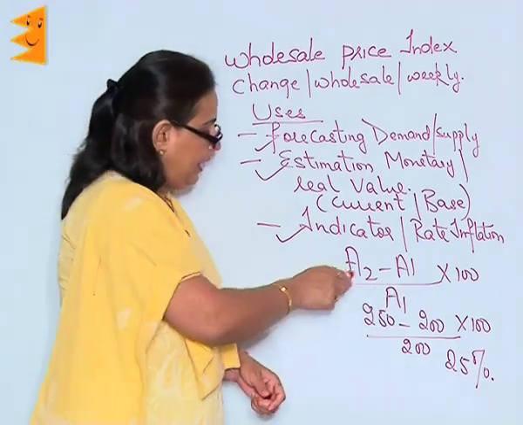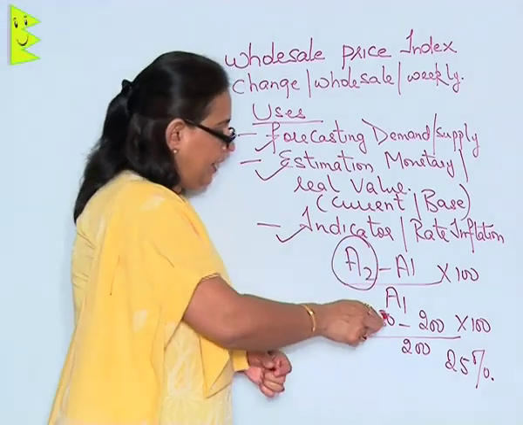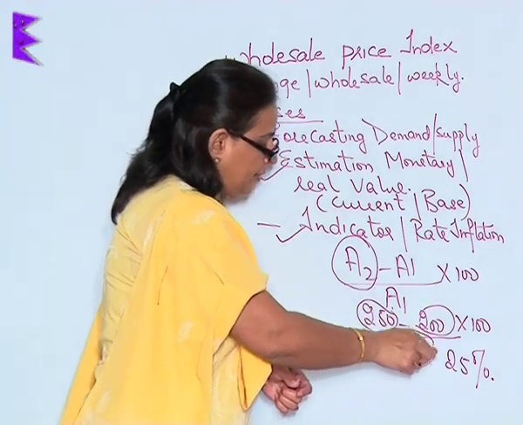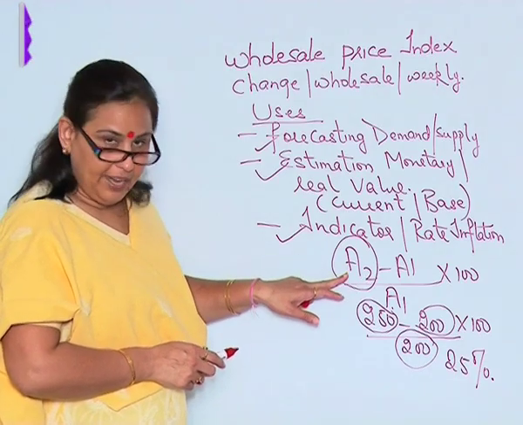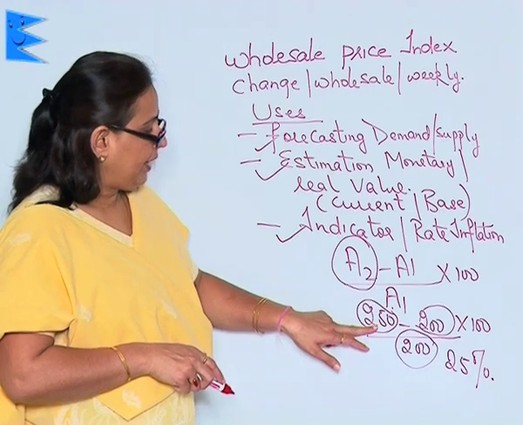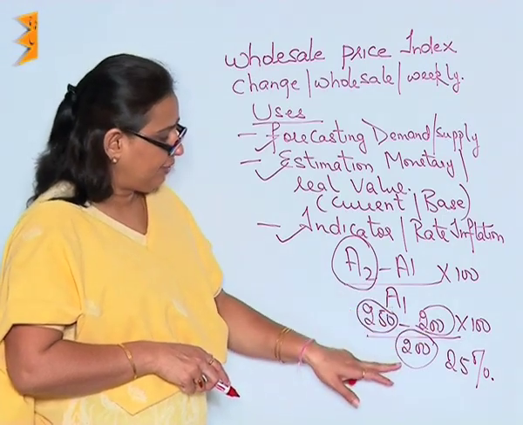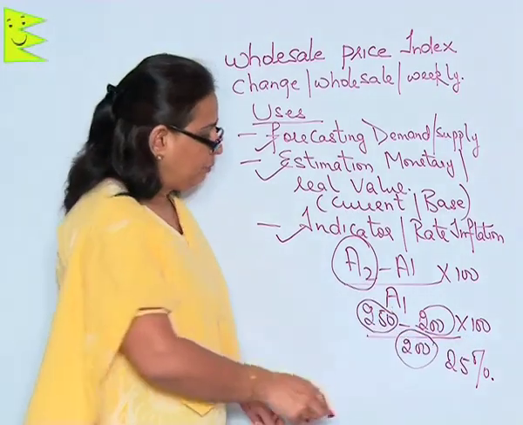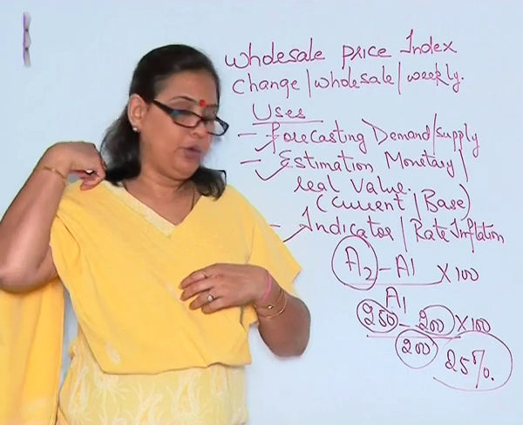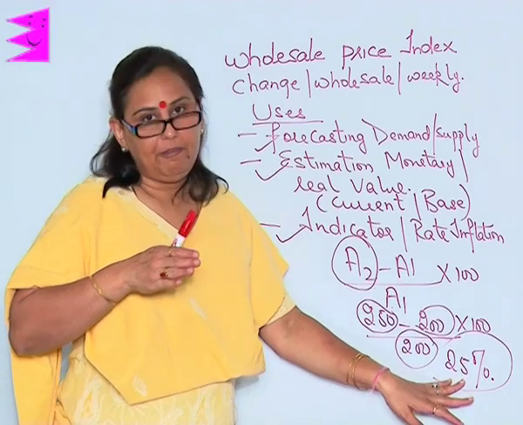For example, in the week A2 that we had, it was 250, and A1 was 200. That is, now the second week, the present week that we are calculating, the prices are 250. In the previous week it was 200. So, 250 minus 200 upon the previous week 200 multiplied by 100, which gives me 25%. So, I immediately come to know that the rate of inflation in this week has been 25%.